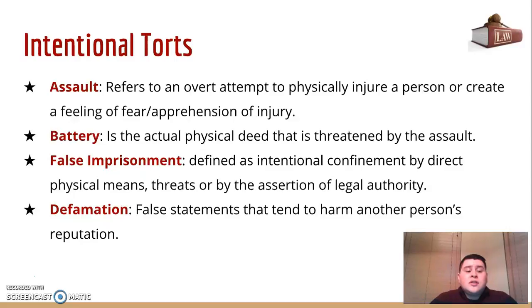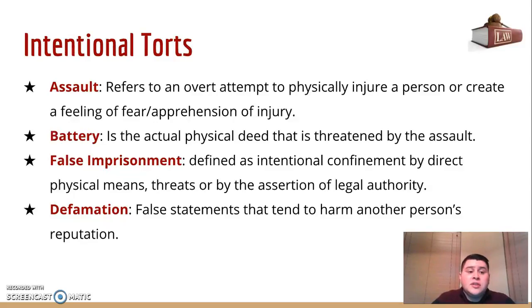With intentional torts, like I said, there are four of them. There's assault, battery, false imprisonment, and defamation. With assault, it basically refers to an attempt at physical injury of a person to create a feeling of fear, apprehension of injury. And then we have battery, where there's an actual physical deed.